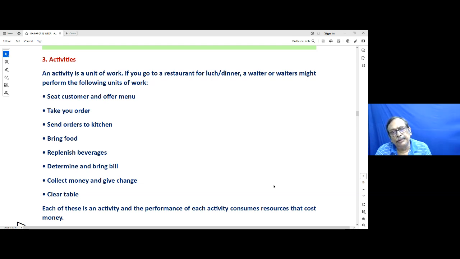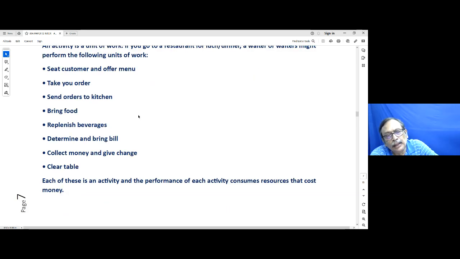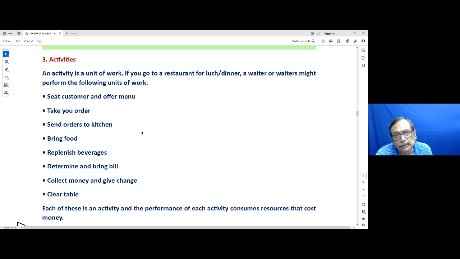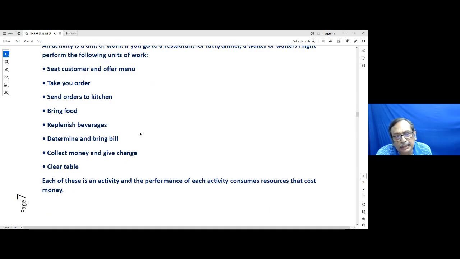Sit customer and offer menu. Take your order. Send orders to kitchen. Bring food. Replenish beverages. Determine and bring bill. Collect money and give change. And clear table. So each of these is an activity, and the performance of each activity consumes resources that cost money. Okay, I think you have understood the meaning of activities.